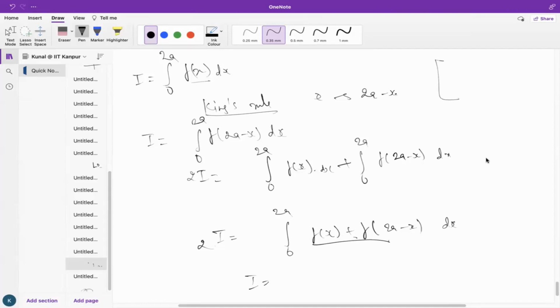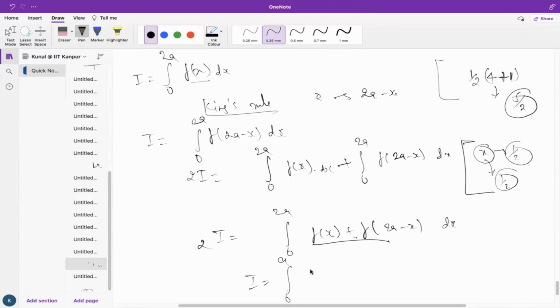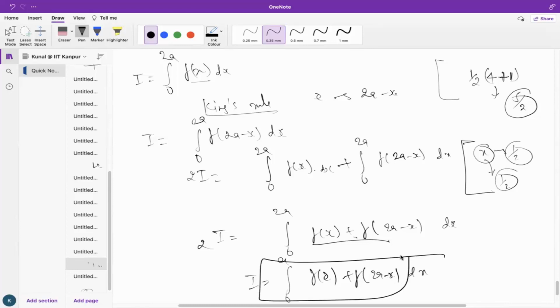What I'm trying to say is there are two ways to write this. Either you can substitute x as 1 by 2, or we can find the value of x and then do 1 by 2. Both are the same. Like 4 plus 1: either you multiply by 1 by 2 here, or you solve 4 plus 1 and then multiply by 2. Both are the same. It will be the integral from 0 to a of f of x plus f of 2a minus x dx.